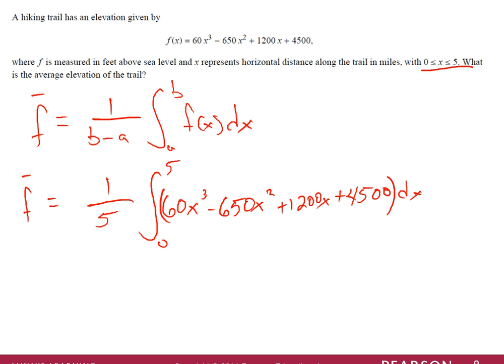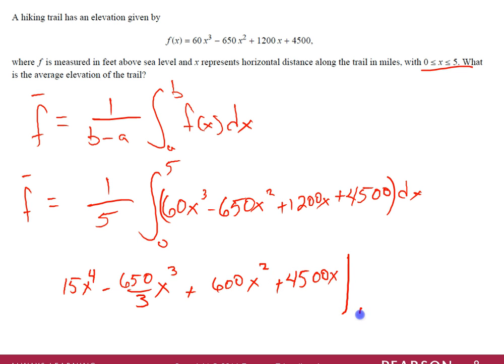In order to do this, we need to do our antiderivative. So you get 60x to the fourth over 4, which gives us 15x to the fourth. Then we want to subtract 650 over 3, which we'll just write as 650 thirds x cubed, plus 600x squared plus 4500x. And we evaluate that from 0 to 5.